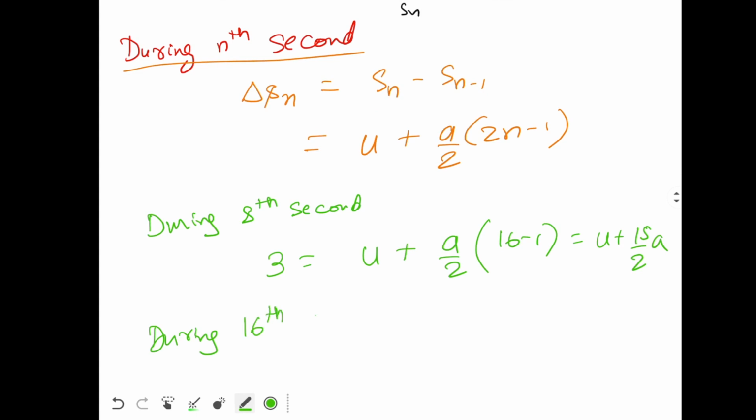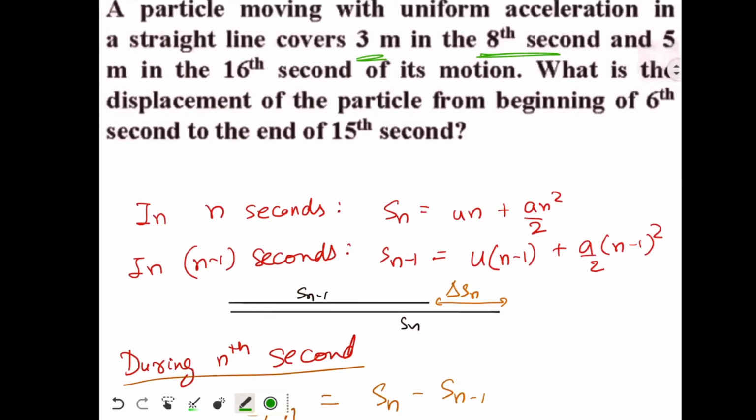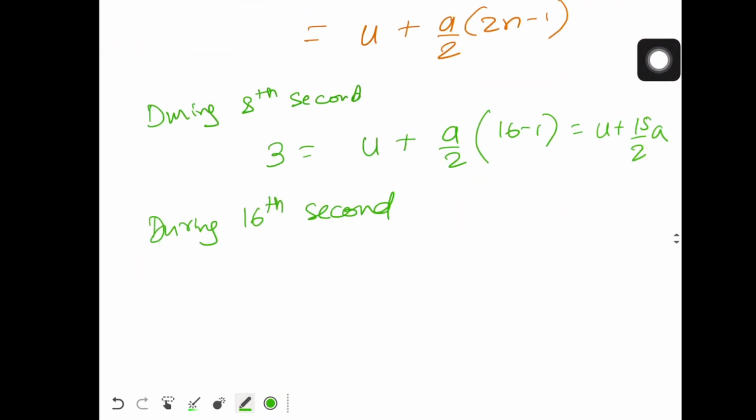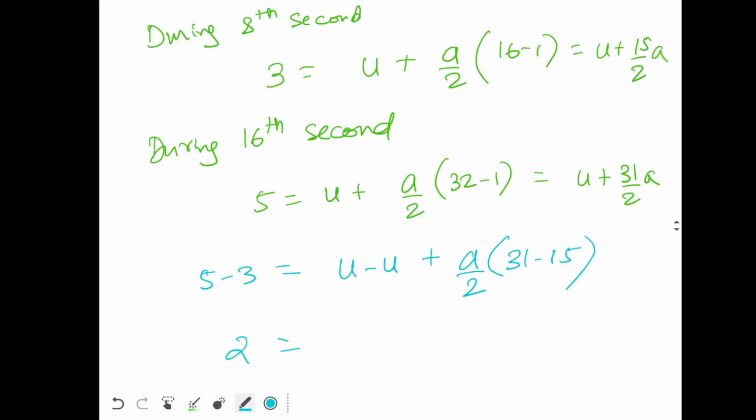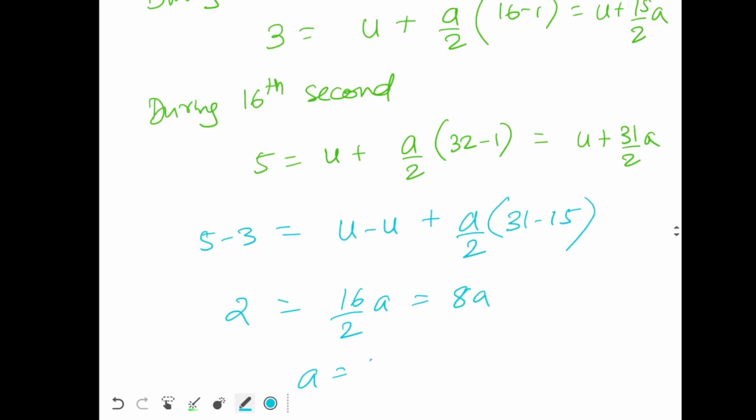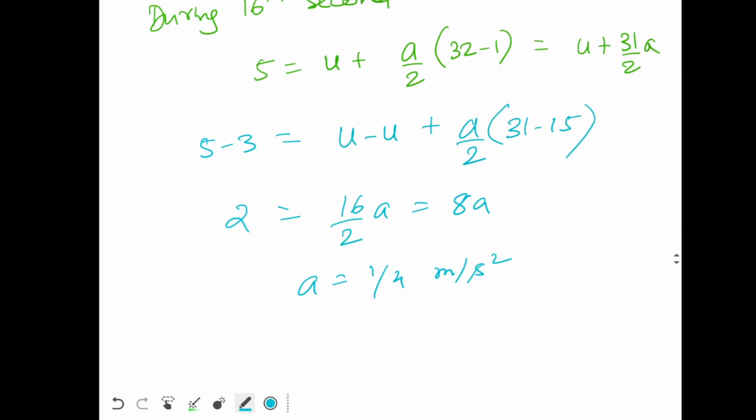During the 16th second, what do we have? In the 16th second it is covering 5 meters. So we have 5 equal to u plus a by 2 into 16 into 2, 32 minus 1. So that will be u plus 31 by 2 a. Now subtract these two equations. So I'll get 5 minus 3 is equal to u minus u plus a by 2 times 31 minus 15. So 2 is equal to 16 by 2 into a, that is 8a. So we get a equal to 1 by 4 meter per second square. Okay, so we found the acceleration.